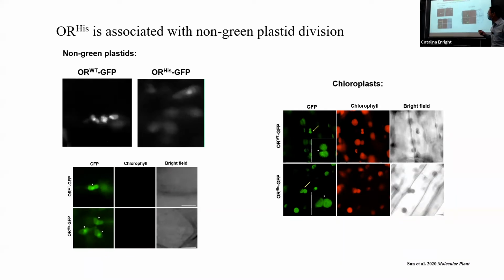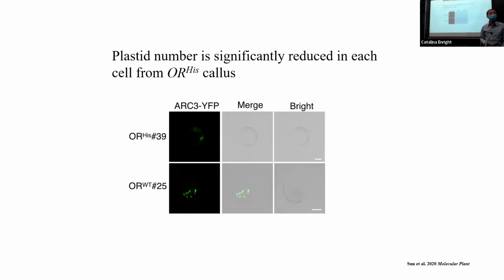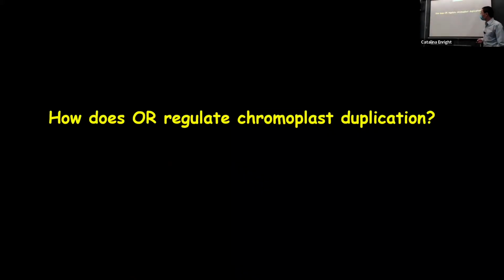When we do Z-axis scanning, we can clearly see that OR is more concentrated at the binary fission site, localized in a ring structure. In OR-His, we can only see one or two chromoplasts, but in OR wild type, the plastid number is normal. So the question is how does OR regulate chromoplast division? We want to figure out the molecular mechanism.